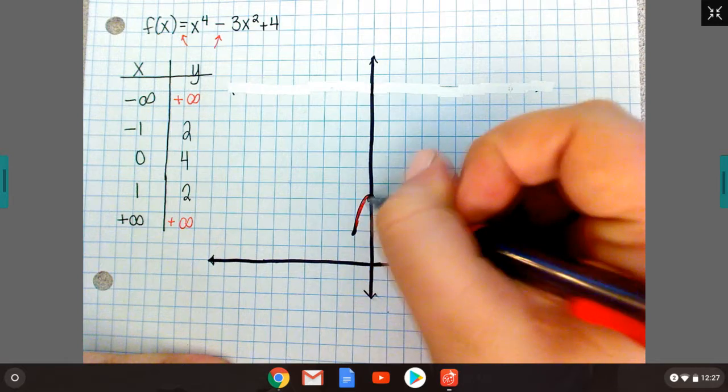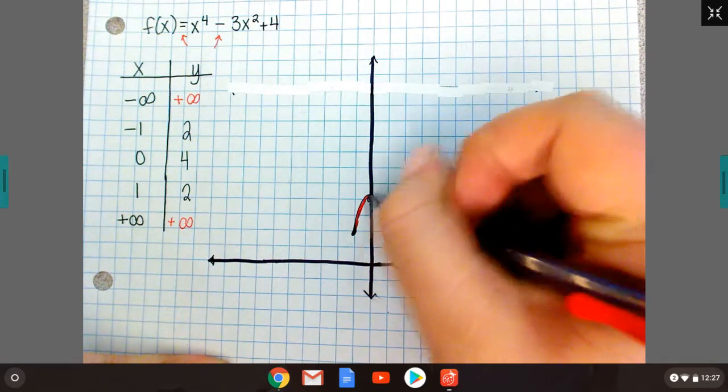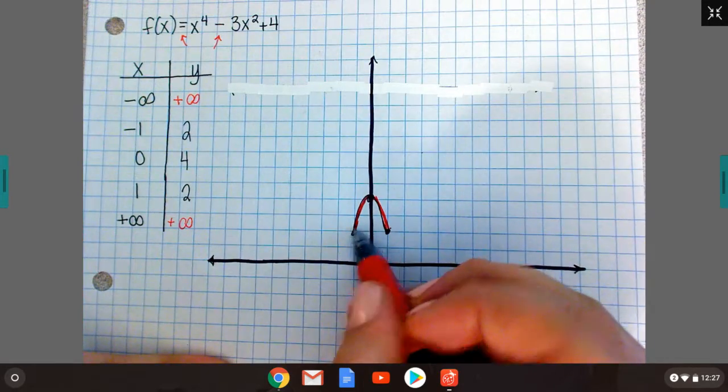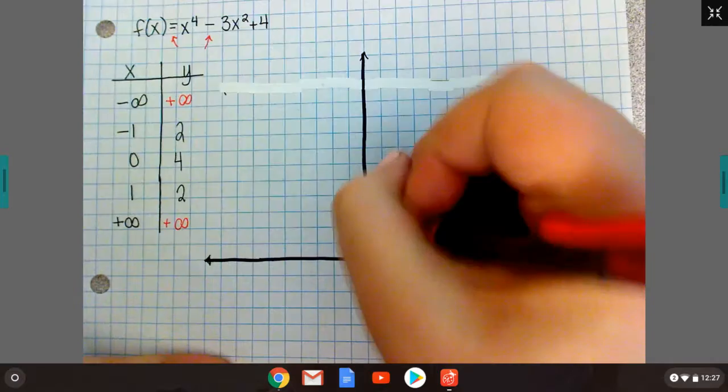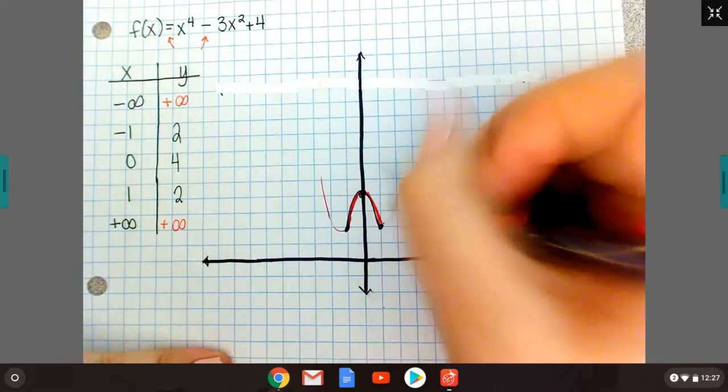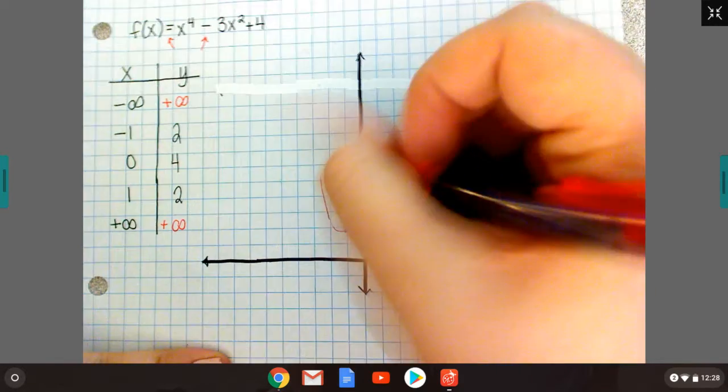I can connect these ones parabolically, but I know that after I hit these points, each of them are going to end up going up towards positive infinity. So it's going to end up looking kind of like a W, and I just got to curve this guy to make that look like it's really happening.